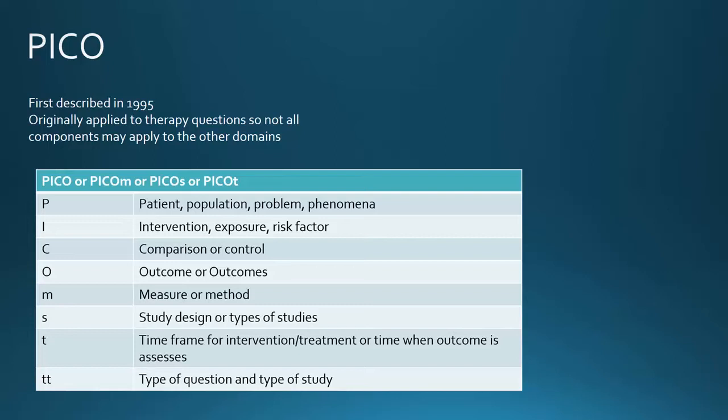So you're going to identify your patient, population, problem, or phenomenon. You're going to identify your intervention, exposure, or risk factor. You're going to have a comparison or control sometimes. You don't have to. I'm going to give you some templates for question writing here at the end, too. Outcomes. And then maybe you're looking at a certain measure or method.